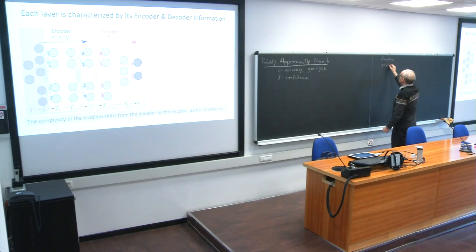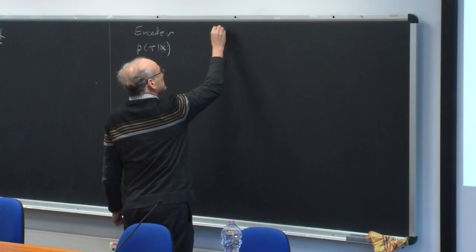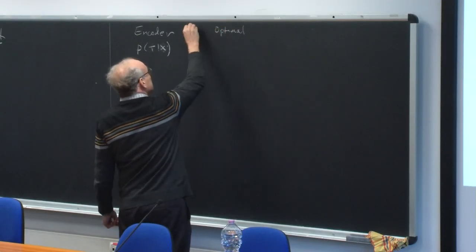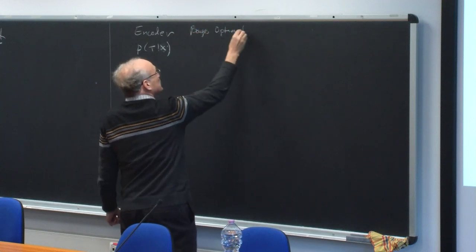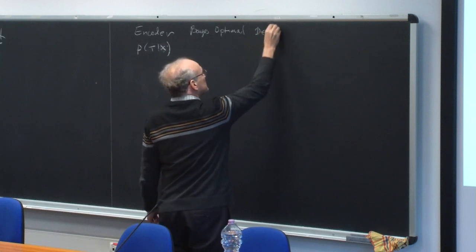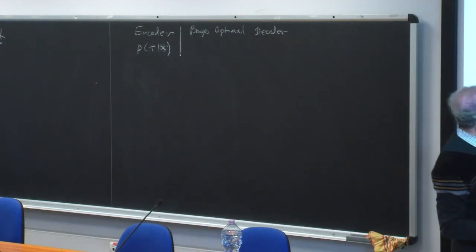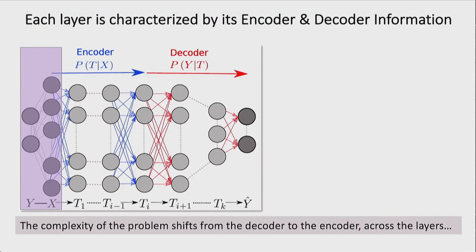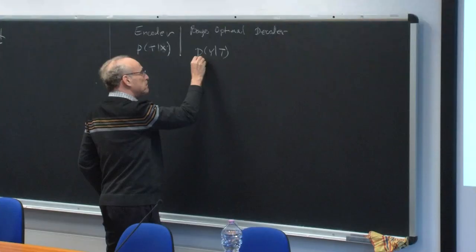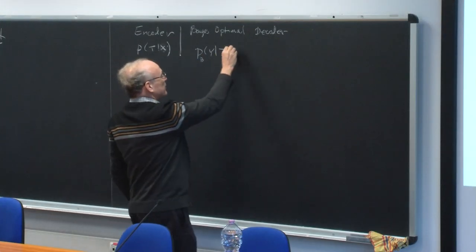For any encoder, any map from the input to some internal representation, there is the optimal, or if you want, the Bayes optimal decoder, which is not necessarily the actual rest of the network. There is the real decoder, which is what the network is doing for us. But if I had all the data in the world, I could actually decode this representation with the optimal decoder. So P of y given t, let's call it Bayes optimal, is simply what?